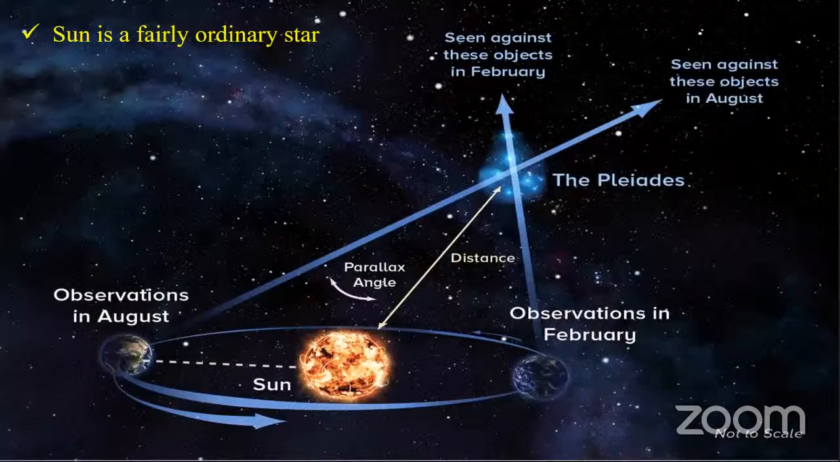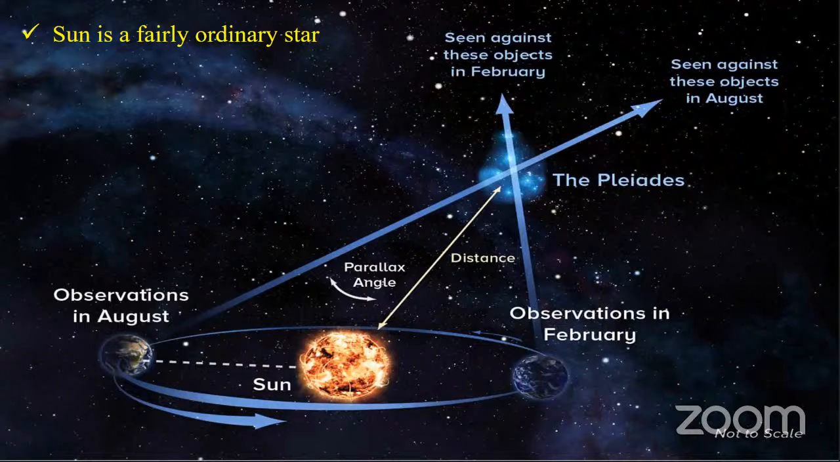Fine. This parallax has shown that the Sun is fairly an ordinary star. It is not like some other kind. Compared to other systems, the Sun is a fairly ordinary star. Ordinary star means like other stars, so the Sun is also one of the stars, with some classification they can call.